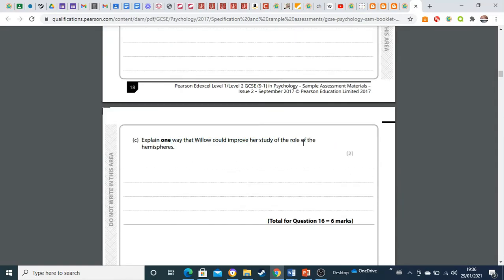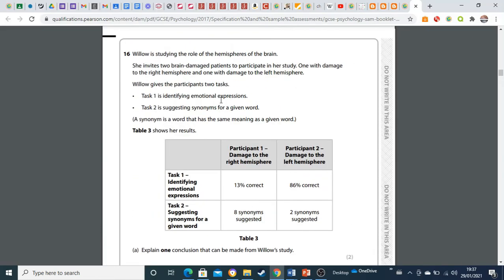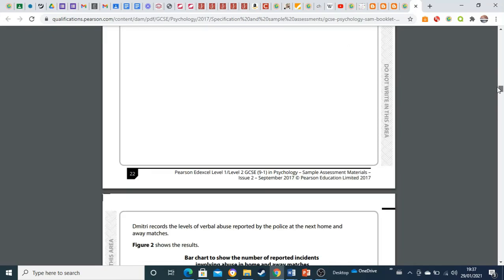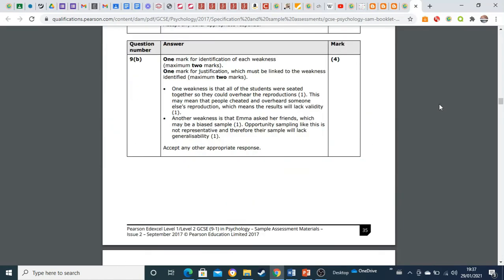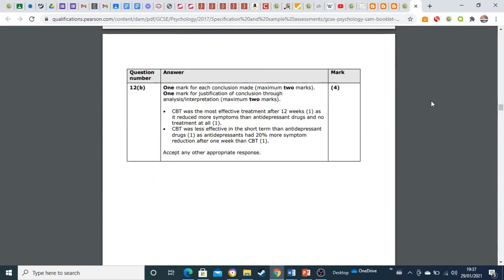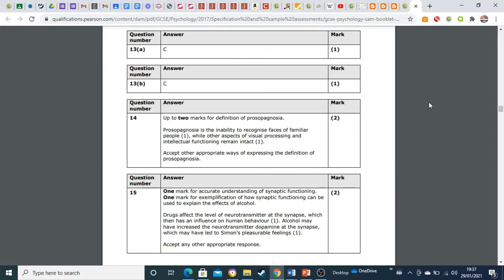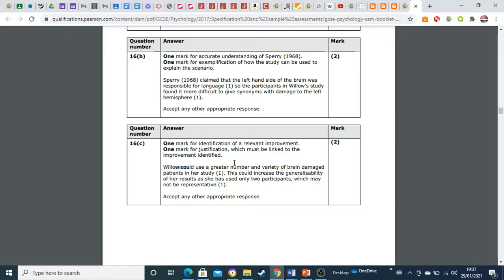Explain one way that Willow could improve her study of the role of the hemispheres. This is always a tricky question, so tell you what, I will go to the mark scheme and be very lazy and see what the mark scheme says. Section B, C, and D. Greater number, variety of brain damage patients. So there's 1 mark for an identification of a relevant improvement. So basically, say what the problem is and how you'd improve it and why.